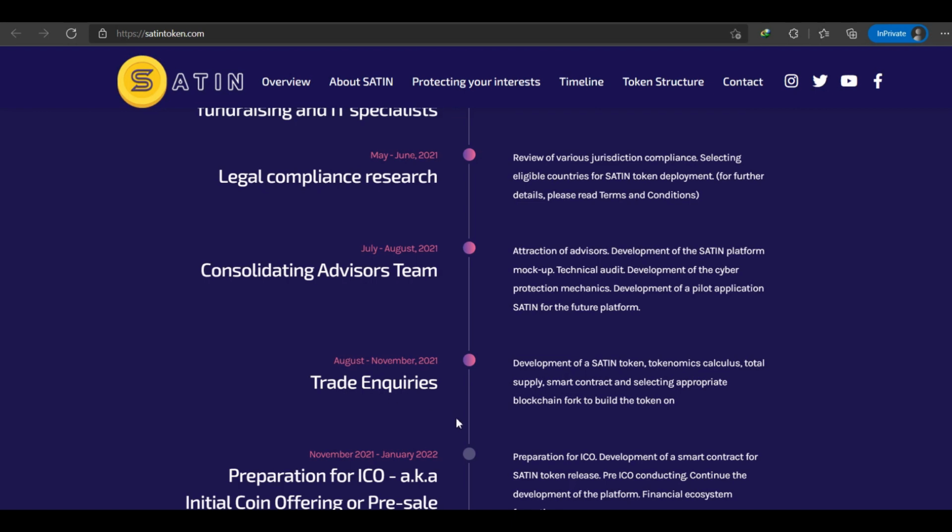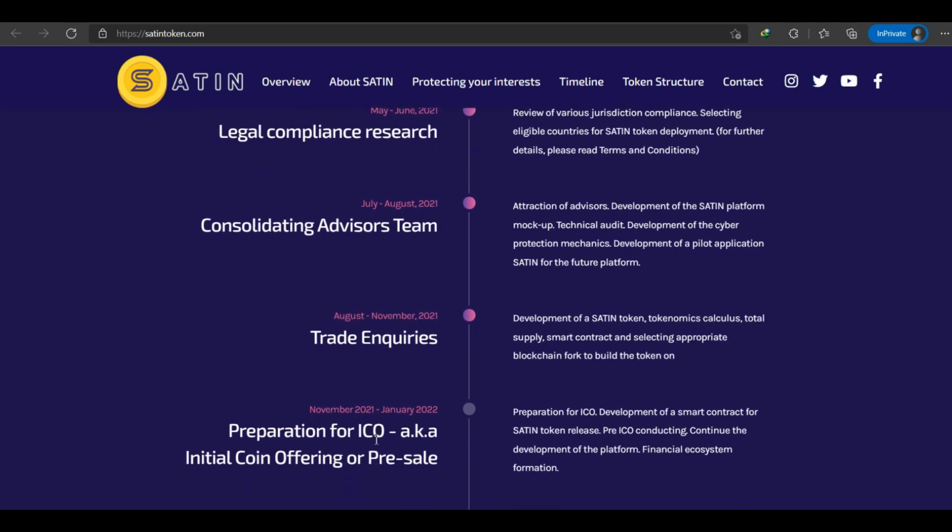From November 2021 to January 2022, it was the preparation for ICO, initial coin offering or pre-sale preparation: development of a smart contract for the issue of Satin token, and also conducting pre-ICO, continue to develop the platform, formation of a financial ecosystem occurred during this time.